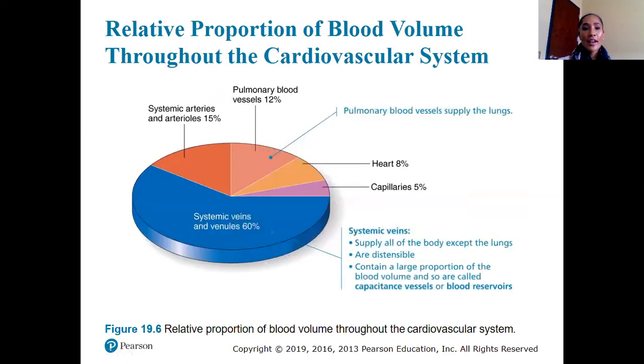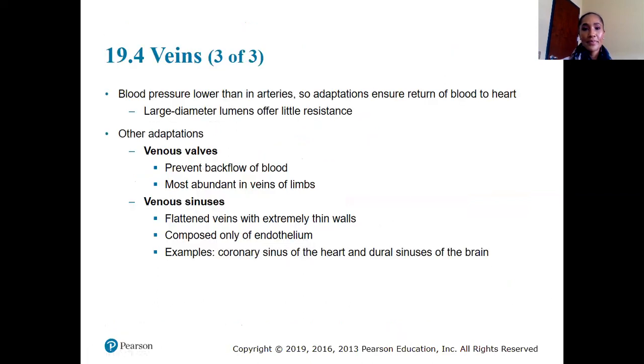And then this is a diagram showing us the relative proportion of blood volume throughout the cardiovascular system. Not anything that I'm going to require you to memorize, but it just shows you that the majority of our blood is going to be housed in our systemic veins and venules compared to the amount of blood circulating through systemic arteries, arterioles, pulmonary blood, the heart, and capillaries.